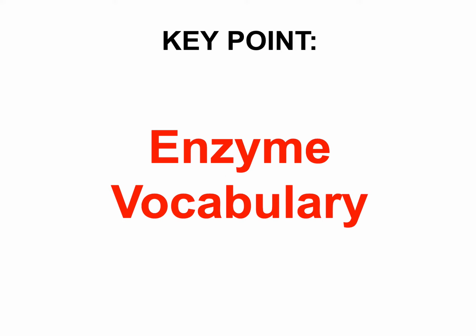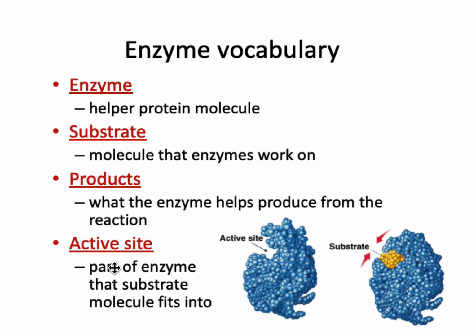Our next key point is just to review that vocabulary. So write down enzyme vocabulary and make sure you record the definitions of these 4 things. The enzyme is that helper protein that speeds up reactions. That substrate is whatever fits into that enzyme. The product, which I haven't mentioned yet, the product is what comes out. So whatever goes in is the substrate. Whatever comes out is the product, and that should make sense. Product is produced. And then where they come together, the substrate and the enzyme, that's called your active site.